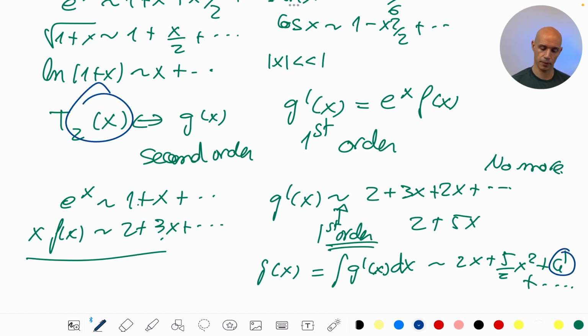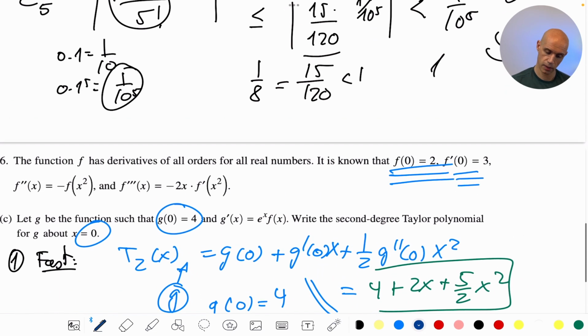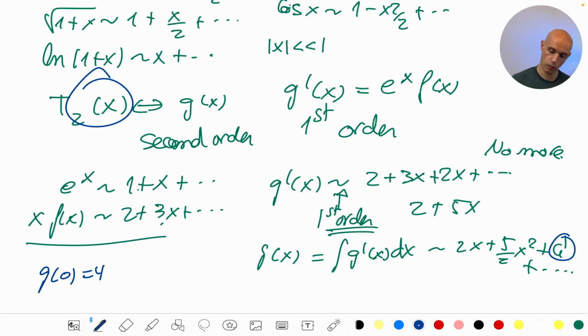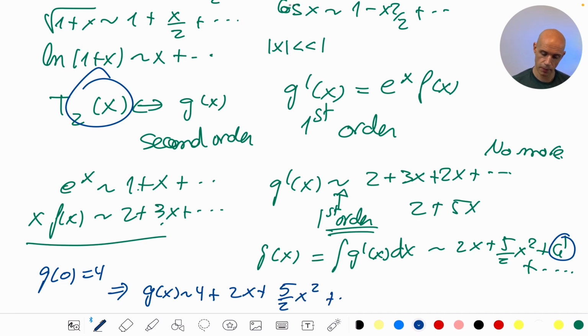Now, this is important, but you know that g(0) is 4 according to the wording, right? So now with that, we will find c. And c is 4, right? So you have that g of x is approximately 4 plus 2x plus 5 halves of x squared, okay? And the second order polynomial that corresponds to this is just this, exactly, nothing else.